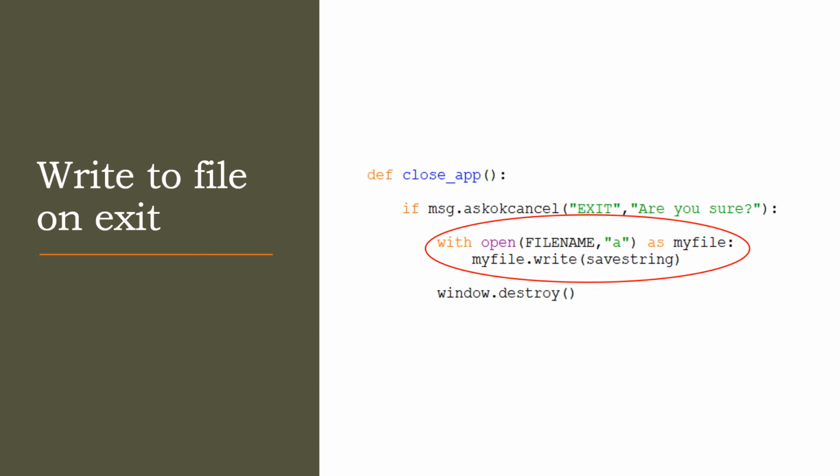The A there, so it says with open file name A, that means append. If I change that to a W, then every time I save, it would overwrite what's there before. But I decided I wanted to append, so I want my save file to get bigger and bigger each time. That's it. So if you add those lines that I've just shown you on the last two slides to your currency converter, it will work.